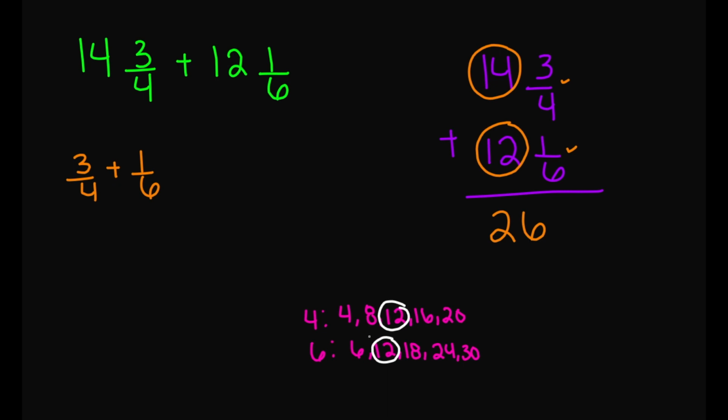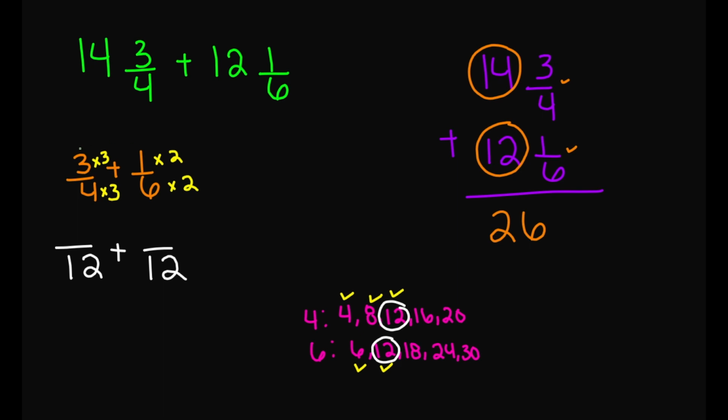So that means we need to get 12 in my denominator so that we can add. All right, so now looking at my 4, I'm going to multiply top and bottom by 1, 2, 3, because that's going to give me 12 in my denominator. And for my 6, I'm going to multiply top and bottom by 1, 2, because that's what's going to give me 12 in my denominator.